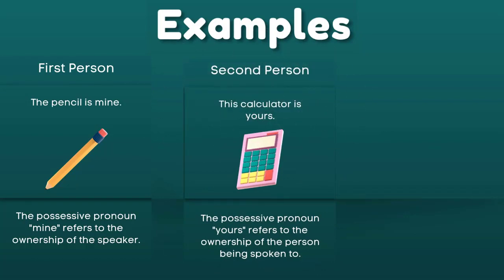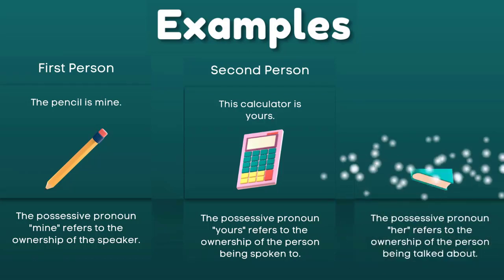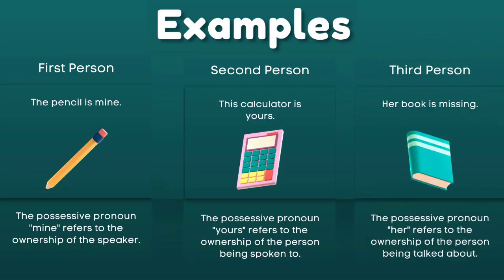Second person: this calculator is yours. The possessive pronoun, yours, refers to the ownership of the person being spoken to. Third person: her book is missing. The possessive pronoun, her, refers to the ownership of the person being talked about.